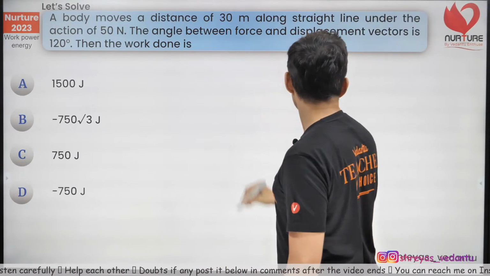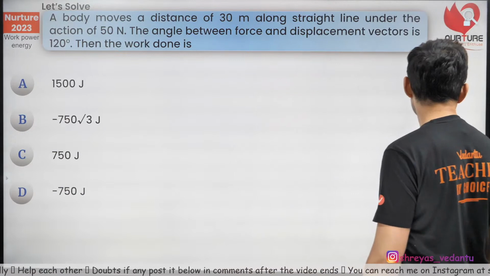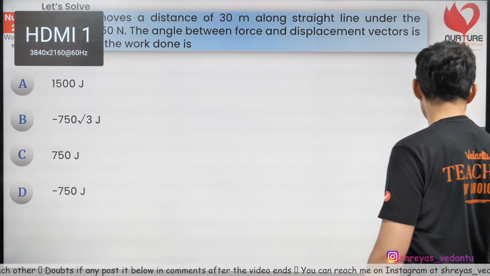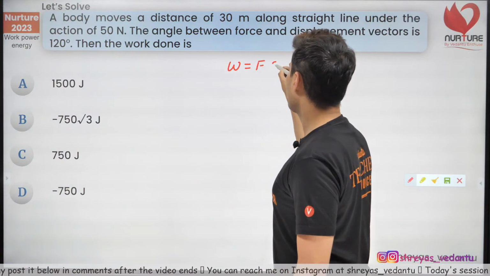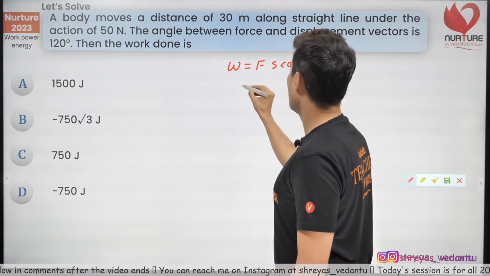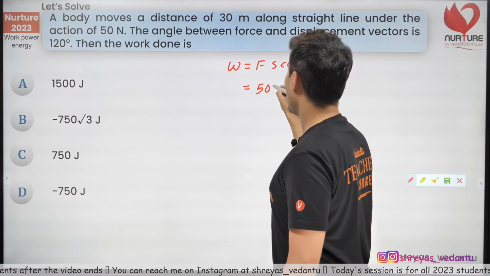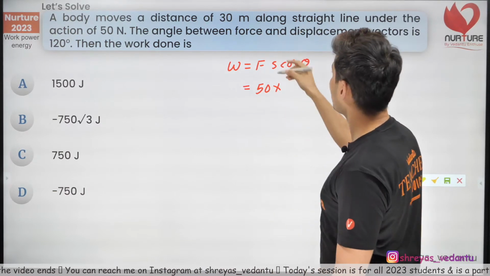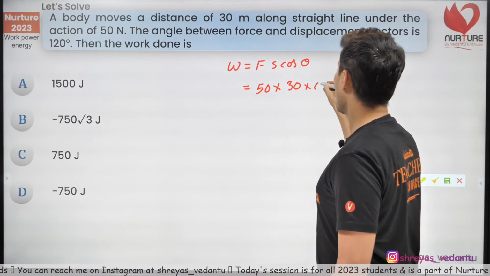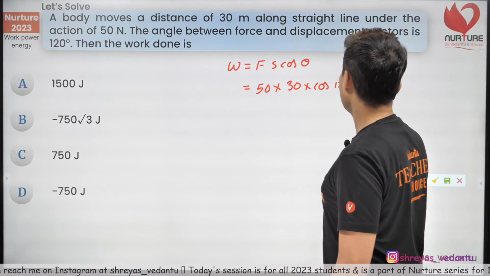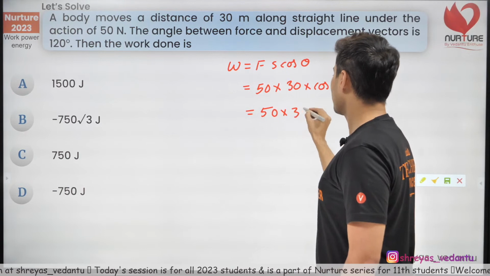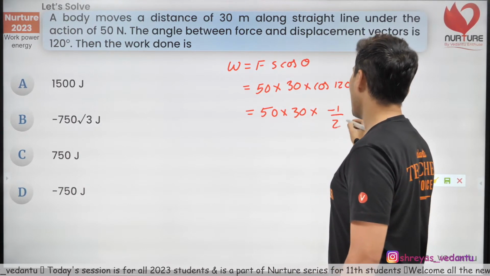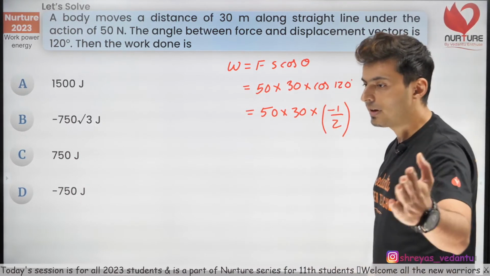So work is, once again, work is nothing but force dot displacement. So it is F S cos theta. F is 50. S is 30, and this is cos 120 degrees. Now I hope you know cos of 120 degrees is nothing but minus half. That's something which you should be well aware of.